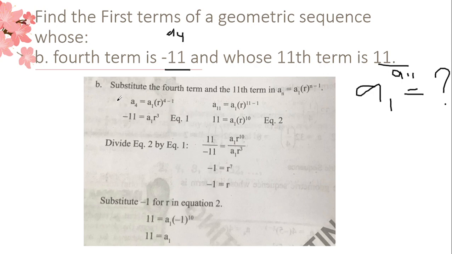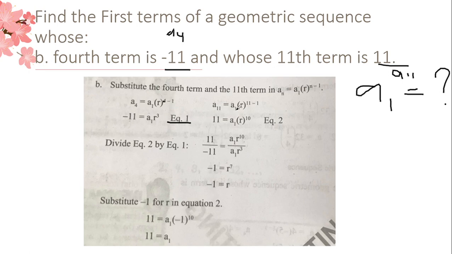So we have here a sub 4 is equal to a sub 1 times r to the power of 4 minus 1. So ang ato a sub 4, that's negative 11, is equal to a sub 1 times r to the power of 3, since 4 minus 1 is 3 man siya. This is our equation number 1.